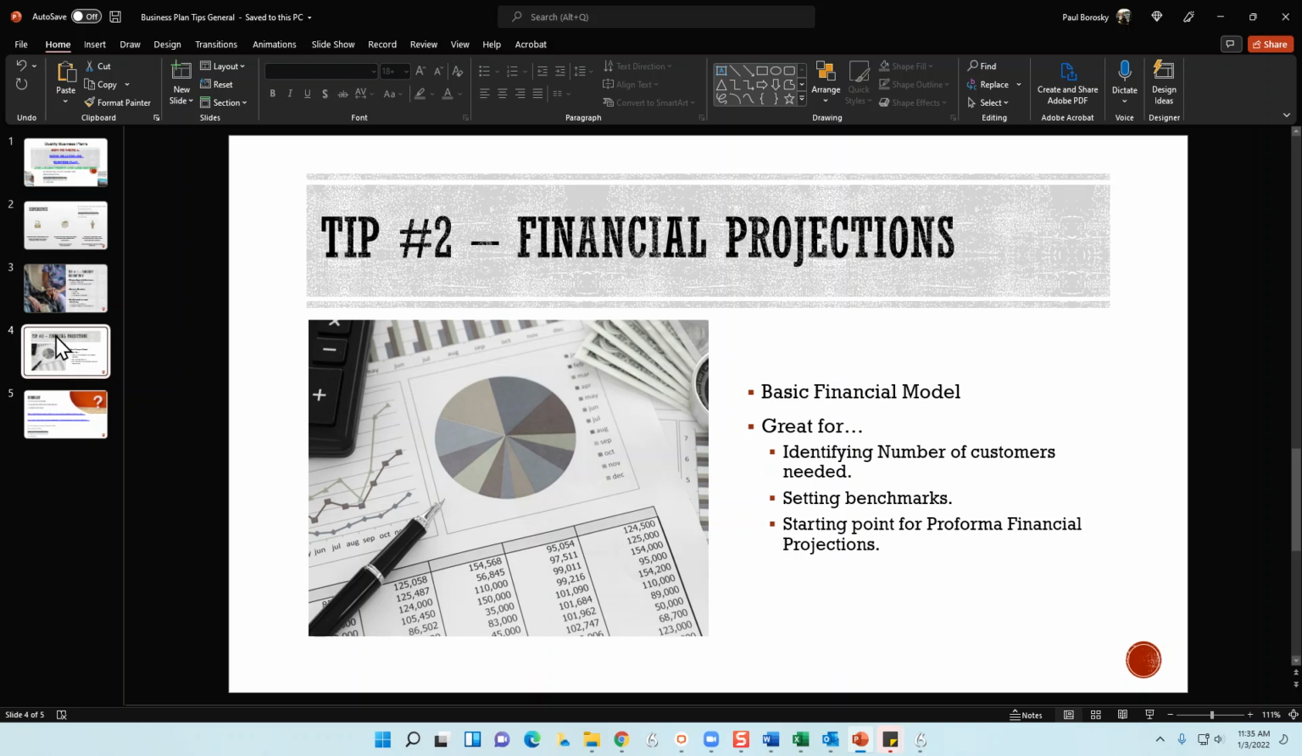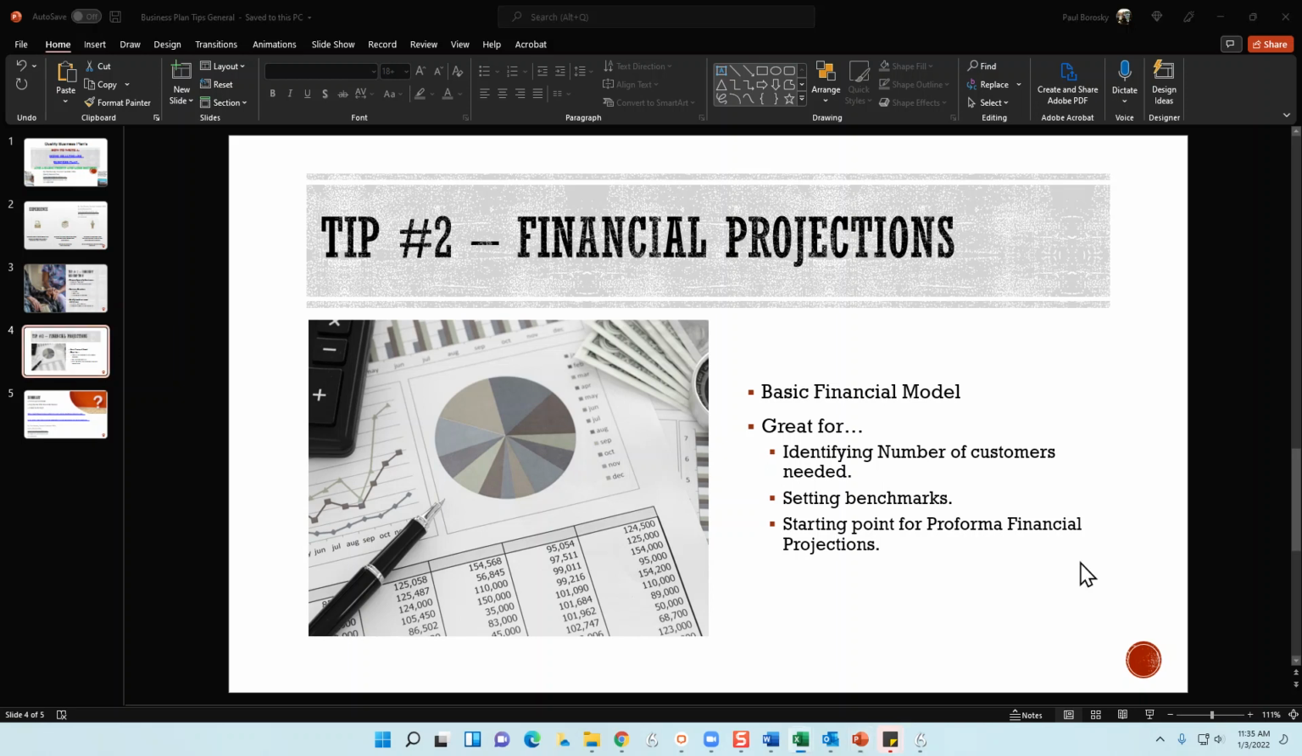Once you have that model created, you're going to be able to identify how many customers you're going to need to be able to service to hit your net profits. You're going to be able to use it for benchmarking, and also, like I said, it's a great starting point for your pro forma financial projections.